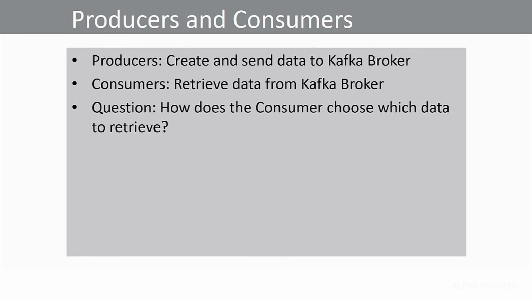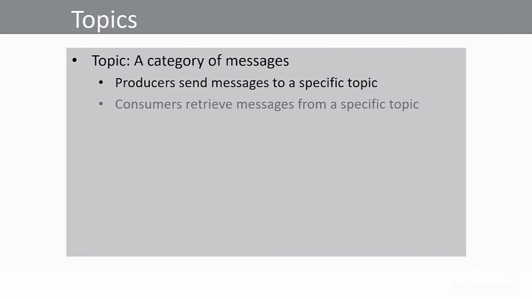I mean, you could have a situation where you've got a lot of information on the Kafka broker, but only some of the information you want to retrieve if you're going to be building the Kafka consumer. And the answer to this question is this thing called topics. Basically, a topic is like a category of messages. Producers will send messages to a specific topic, and consumers will retrieve messages from that specific topic. And that topic is something that you can create within Kafka itself. I'll give you a demonstration of how to create topics, in fact, later on in lesson number 5.